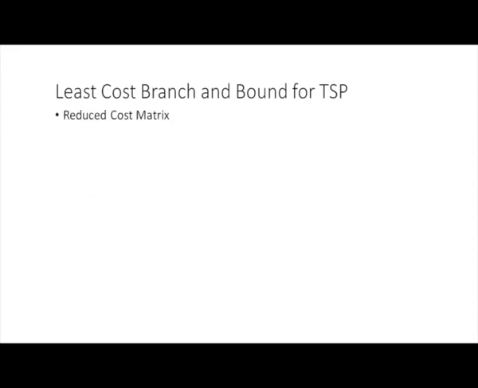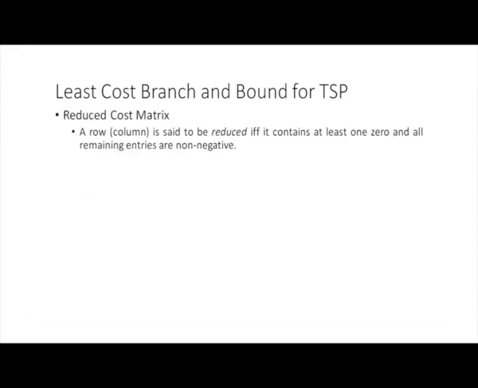So let's define that. Initially, we'll talk about individual rows and columns. A row or a column in any given matrix is said to be reduced if it contains at least one zero and all remaining entries are non-negative. What does this basically mean?